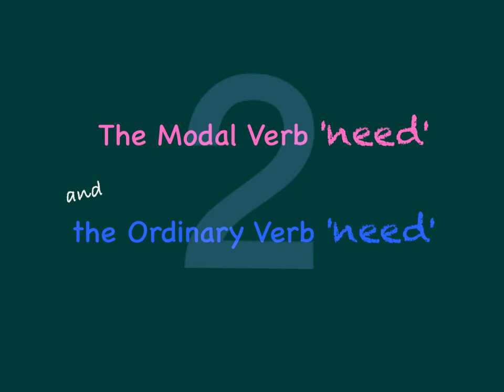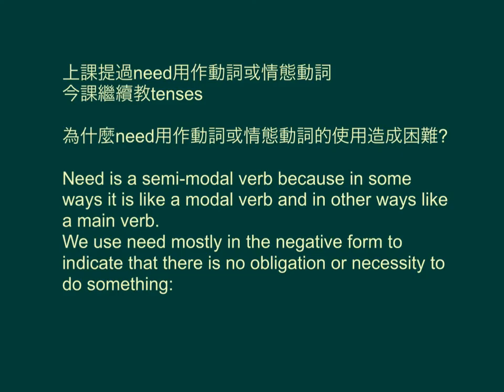The modal verb need and the ordinary verb need to. 上堂提過 need 用作動詞或者情態動詞，今堂繼續講 tenses。點解使用 need 嘅作動詞或者情態動詞嘅時候會遇到困難呢？ Need is a semi-modal verb because in some ways it is like a modal verb and in other ways like a main verb. We use need mostly in the negative form to indicate that there's no obligation or necessity to do something.